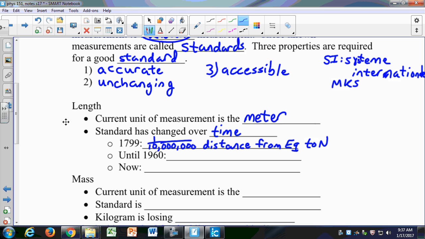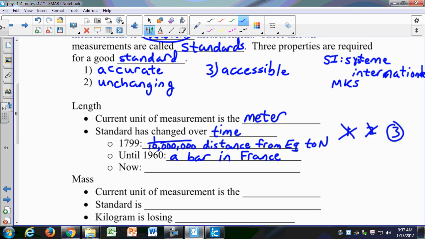So of those, it is not accurate. So 1, 2, and 3. 1 says no. 2, it's also not unchanging. 3, it's accessible, but it doesn't meet those first two criteria. Now, until 1960, it was a bar in France.